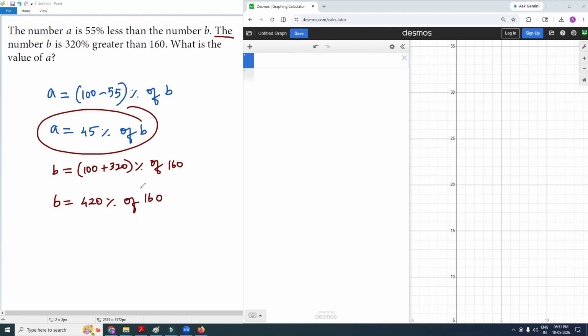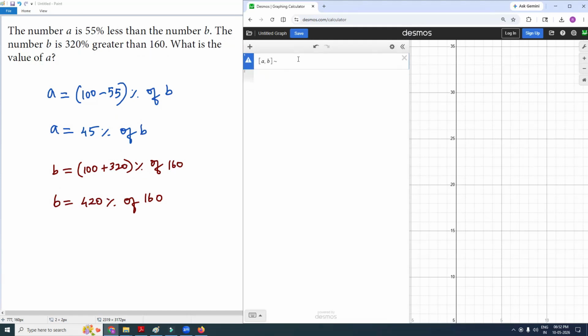Okay, we have two equations now. Now let's take these two equations in Desmos to get the value of A. Okay, let me go to Desmos, open the square bracket. Now in this square bracket, we have to consider the terms we have on the left side of both the equations. So we have A and B on the left side of both the equations. So A comma B, close the square bracket.